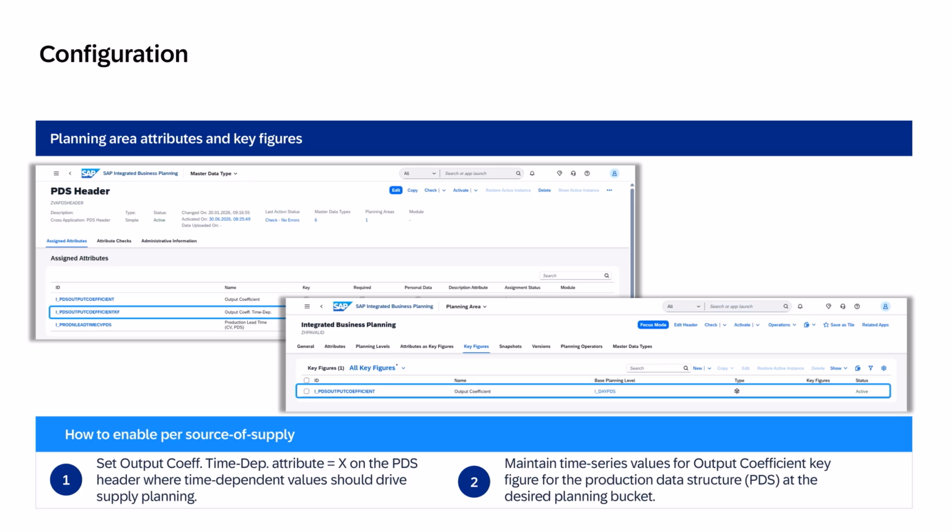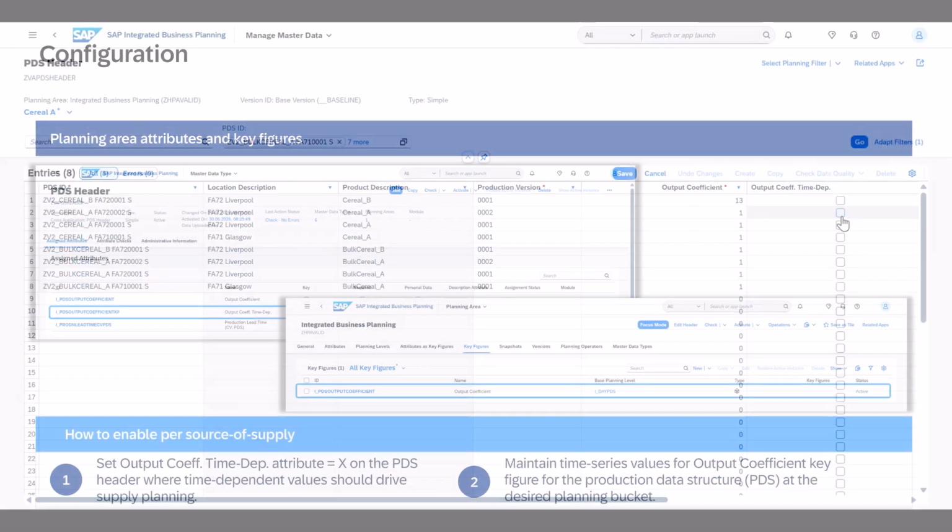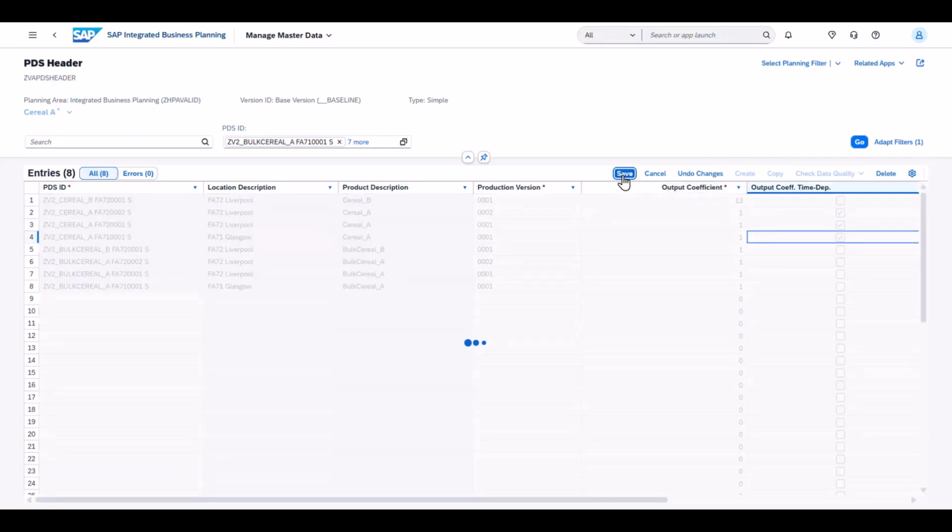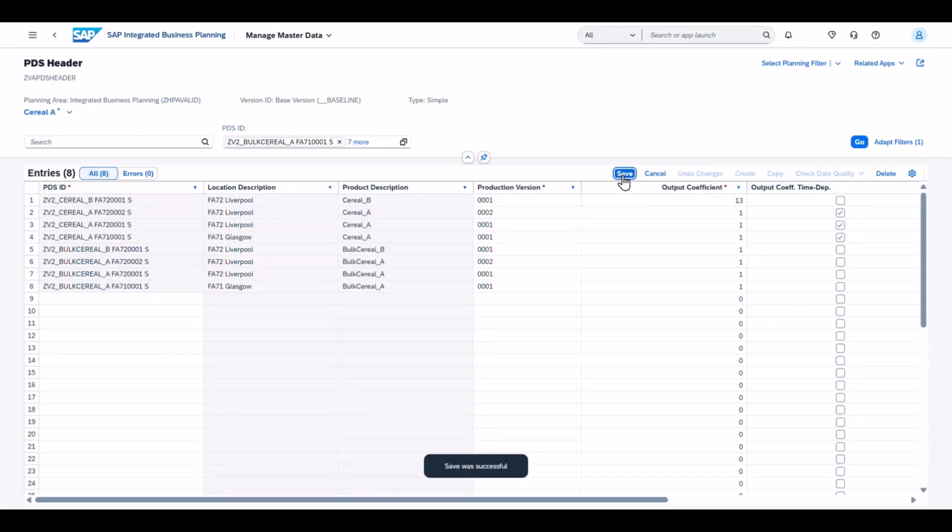On each source of supply, you set a flag that tells the engine to use the time series. Then you maintain the new key figure, IPDS output coefficient, at whichever time granularity fits the process, from daily to monthly. Sources you don't enable keep their static value and behave exactly as before. It's opt-in per source of supply.